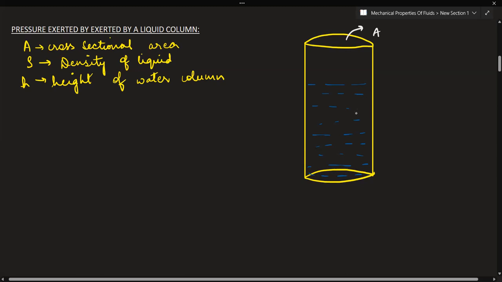So what happens? A normal force acts on the bottom of the cylinder due to the weight. Let us take this height as h. h is the height of the water column. This h is not the height of the cylinder. All right, height is till the upper surface of water. Fine. Now see, F is the force applied at the bottom of the container due to weight.